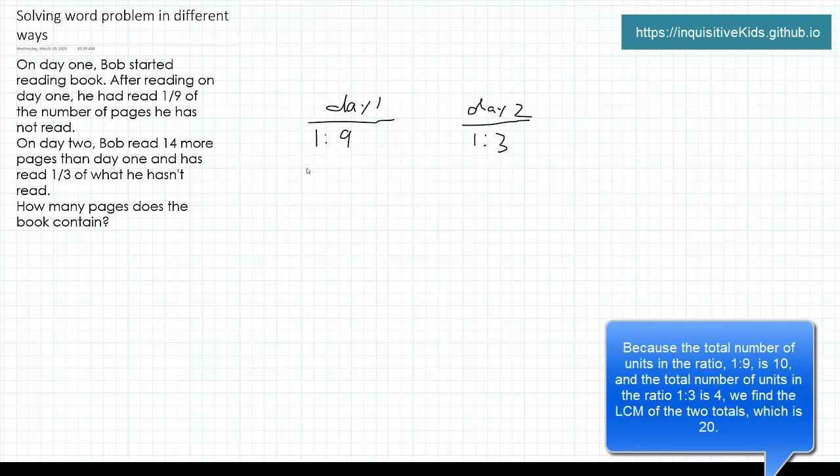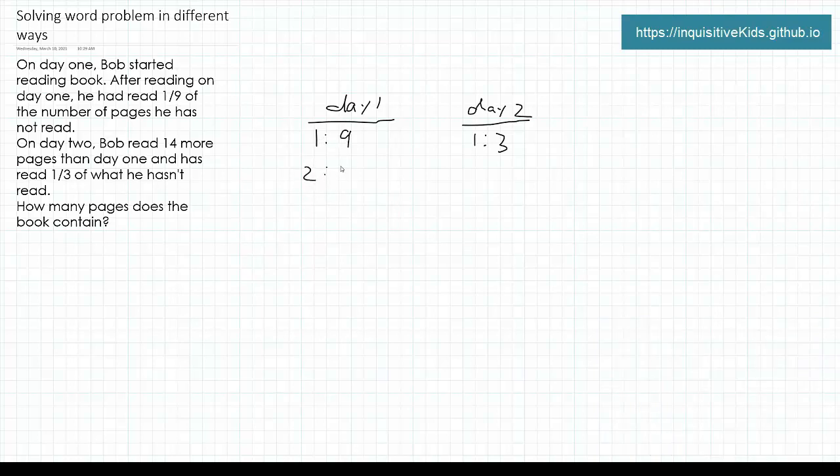1 times 2 is 2. 9 times 2 is 18. And we need to do the same on day 2. We need to multiply by 5 on 1 and 3 because that would turn the amount of units into 20. So 1 times 5 is 5. 5 times 3 is 15. So now we can compare them easier now that they have the same amount of units.